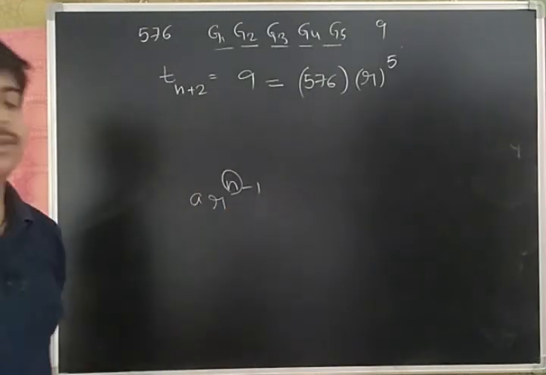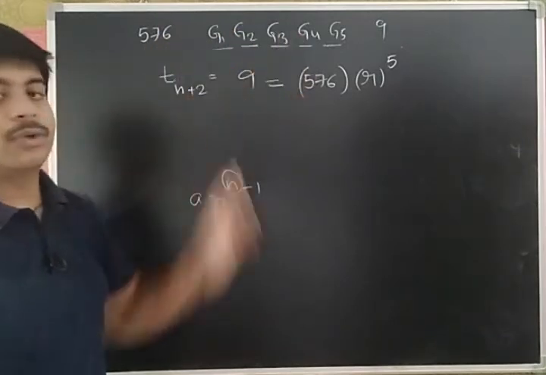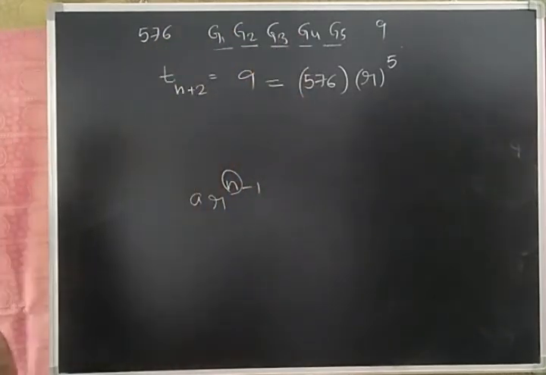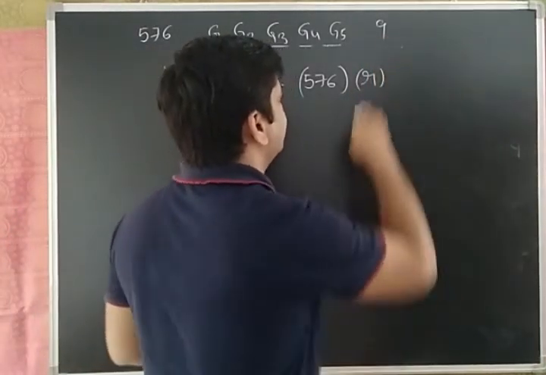Correct or wrong? That is the total number of elements. The total number of elements will be 5 plus 1 plus 1, total 7. 7 minus 1 will give you, sorry, 5, 6, 7. 7 minus 1 will give you 6. I have made a mistake here.